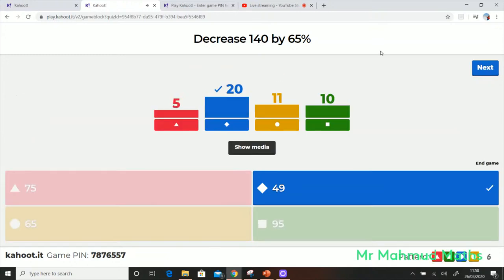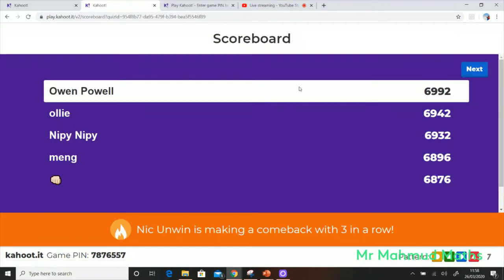Oh, 20 people says 49. This question wasn't that easy, was it? Decrease 440 by 65%. So you had to take away 65 from 100, find the multiplier, times by 440, guys. We just did this a bit ago. So Owen Powell has moved out of the league now.